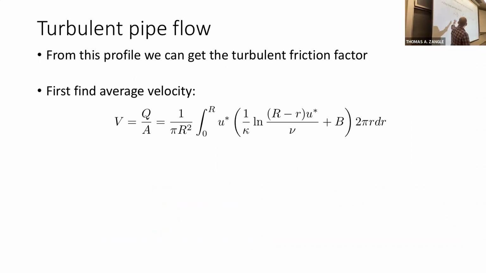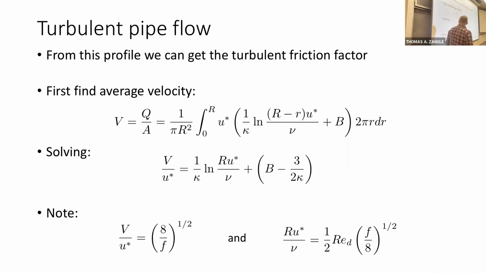So again, average velocity is Q over A. We can find that by 1 over A times the integral of the velocity dA, right? dA is just 2 pi r dr. And so we'll get our velocity divided by that U star, our scaled velocity, and it's going to have this form. Noting that U star is defined in terms of tau wall, V over U star is just square root of 8 over f, the friction factor. We plug in our definition of friction factor, and so from this expression we can solve for the friction factor.